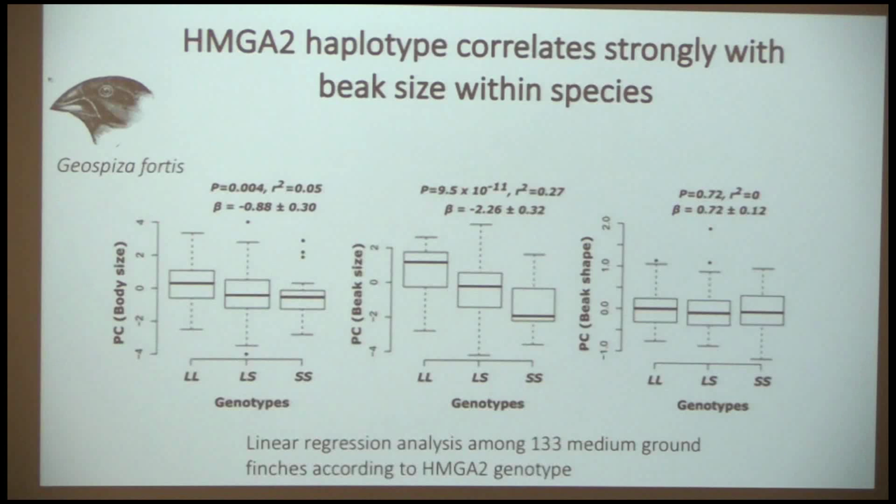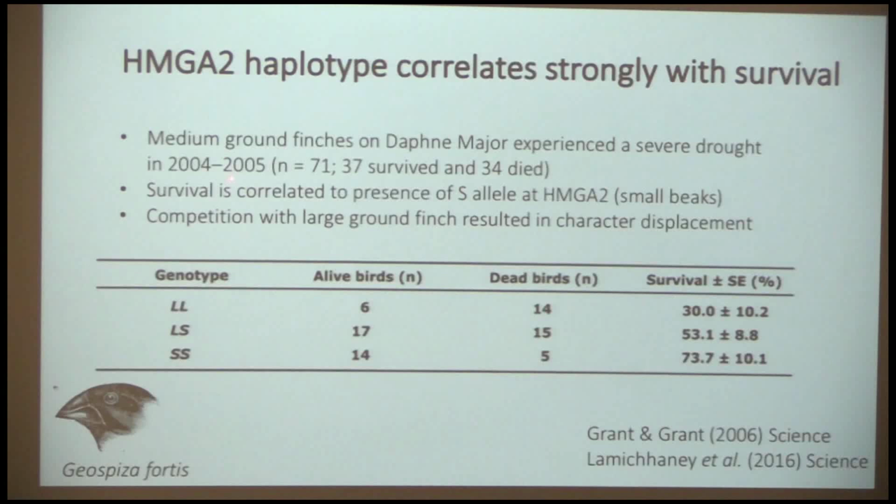historical samples. So it's known that in 2004-05, on the island of Daphne Major, which is the place where the Grants have been working mostly, there was a severe drought which caused a large proportion of the medium ground finches to die. But it seemed like it was specifically the ones with larger beaks that died. And this is considered to be an example of adaptive displacement, because they're competing with a larger beaked ground finch.